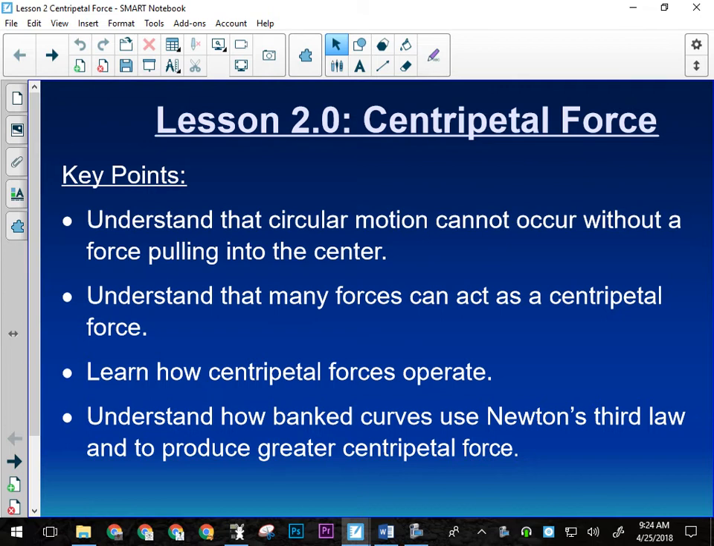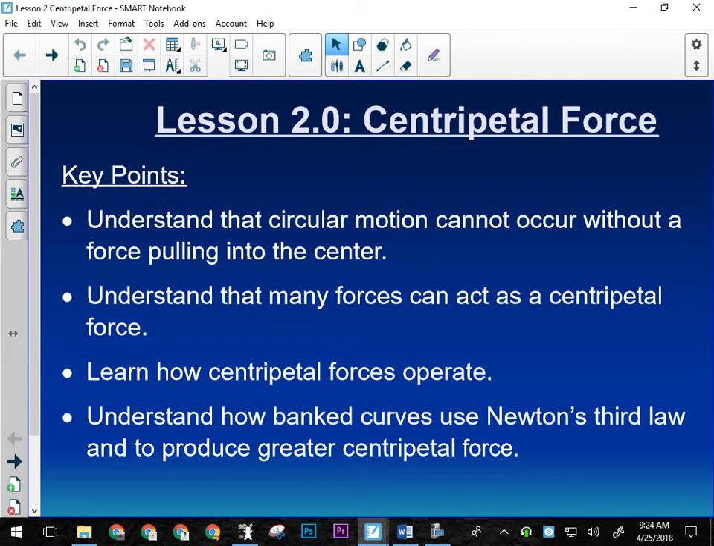Okay, so what we want to look at today is more now the forces that can act as centripetal forces, okay, those center-seeking forces that keep something moving in a circle, how they work, okay, and then some of the basic formula type stuff that we're going to have to do in order to solve problems related to centripetal force.